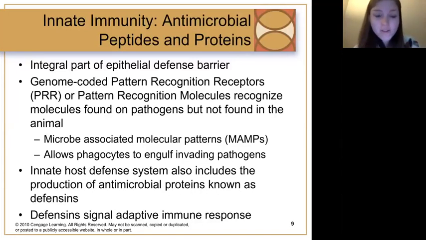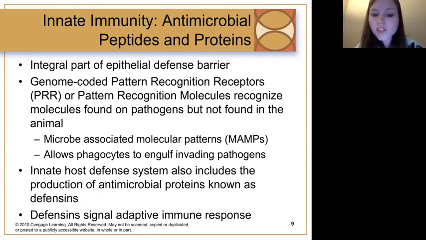And I actually had a ton of questions on this yesterday. So they're genome-coded pattern recognition receptors or pattern recognition molecules found on pathogens that are not found on the cells of the animal. Different pathogens have different patterns, we'll call them PRRs, that can be recognized by receptors on the cells in our body. Those receptors look for specific patterns associated with bacteria, and they won't look for patterns associated with our own cells, because obviously you don't want your immune cells to attack your self cells.